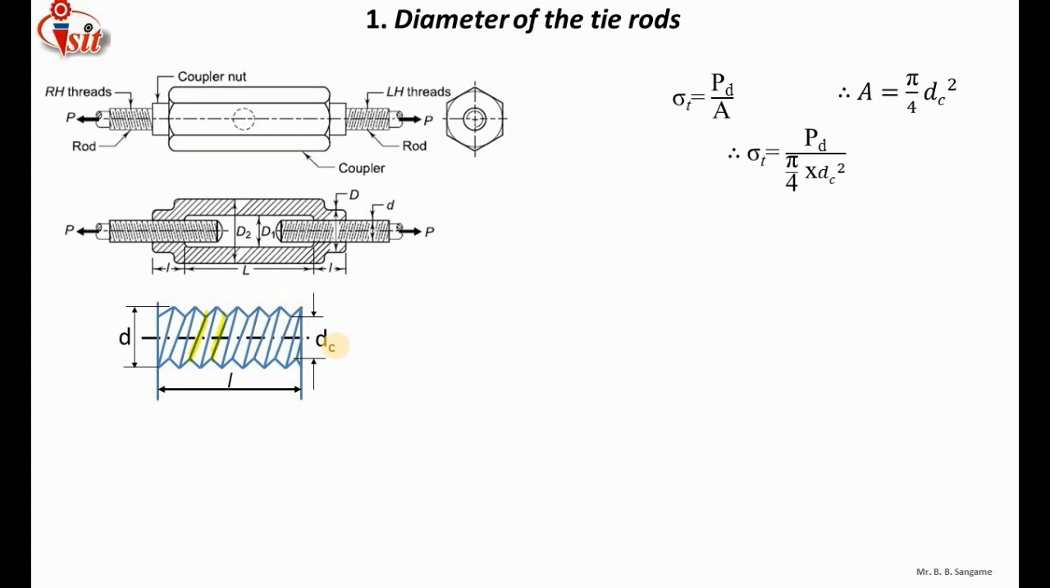Next, let us put the value of A in the equation. It will be sigma T equals PD divided by pi by 4 DC square. I am going to write the equation in terms of DC, so that we can calculate the core diameter of the rod or the threaded portion. So DC equals root of 4PD divided by pi into sigma T. Once you have the value of sigma T, that is the permissible tensile stress for the material of the rod, PD is the design load, which can be calculated by using the formula PD equals 1.3 P, and P is the applied force. By using this formula we can calculate the core diameter.